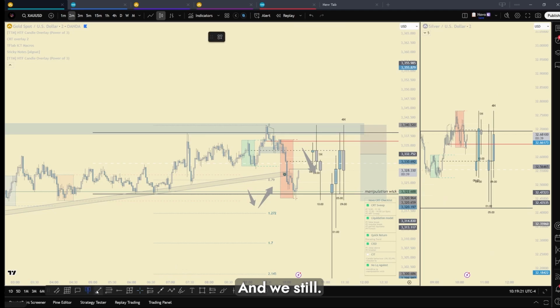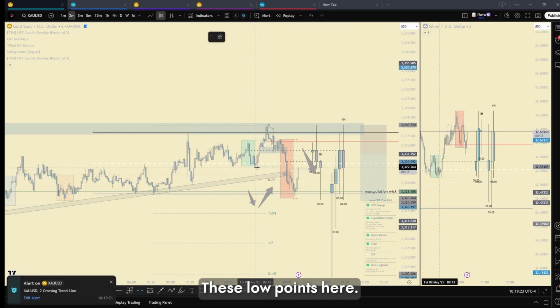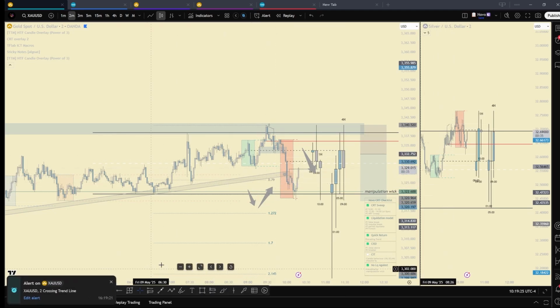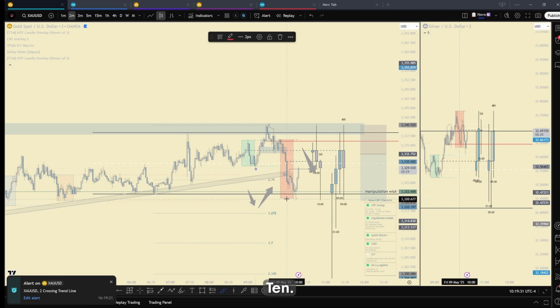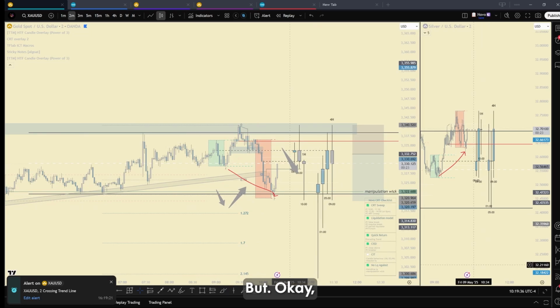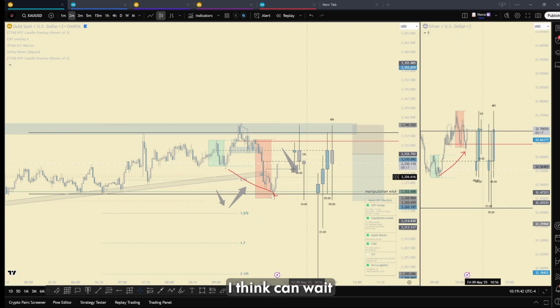And we're getting an SMT of these low points here. Right. Yeah, this low at 9:10, and we'll see on. Okay, so we are pulling back up here. See if this can hold. 2 minute time frame. I think I can wait 18 seconds for this to close above.